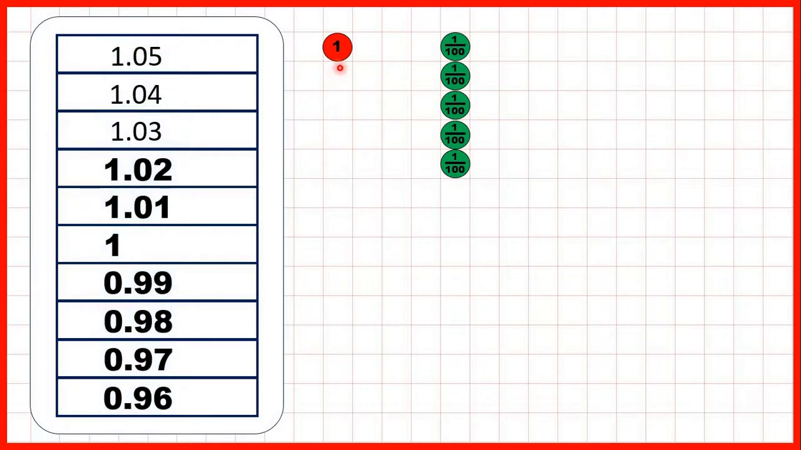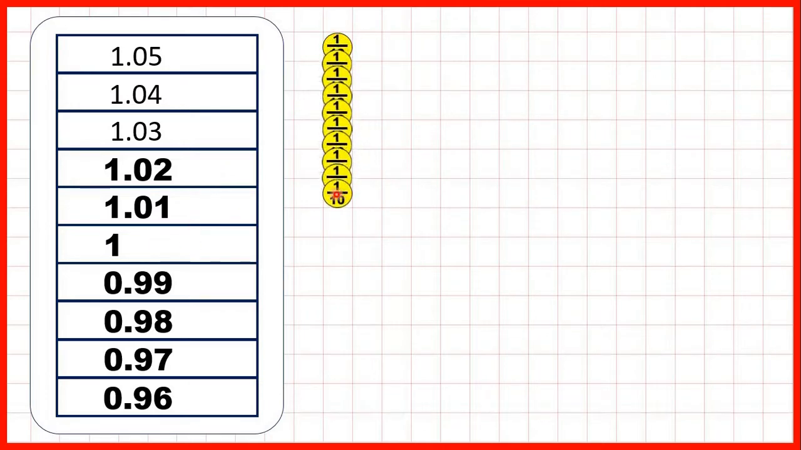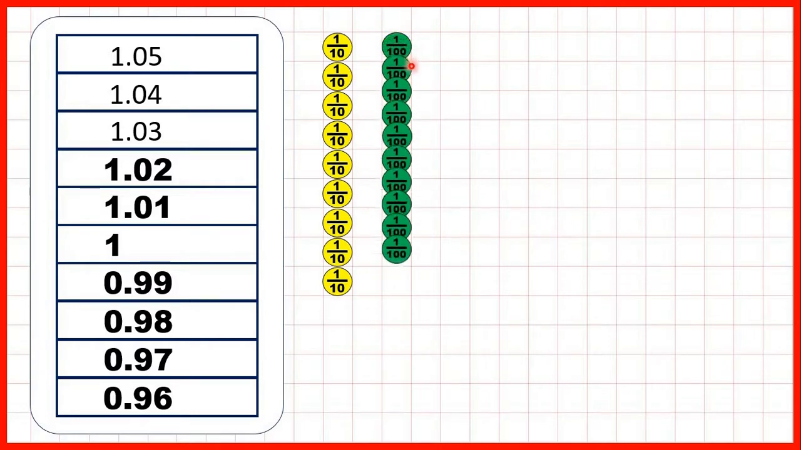And again, we can show place value counters to see what's happening. We start with 1.05, so that's 1 whole, no tenths, and 5 hundredths. We're counting back in hundredths, but when we get to 1 whole, we need to exchange our 1 whole for 10 tenths, and then, because we're counting back in hundredths, we need to take one of those tenths and exchange it for 10 hundredths. So now we can keep on counting back in hundredths until 0.96, or 9 tenths and 6 hundredths.